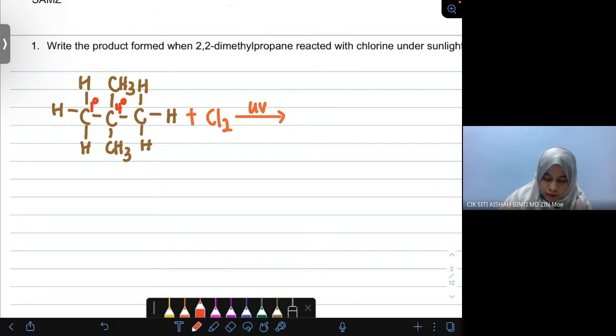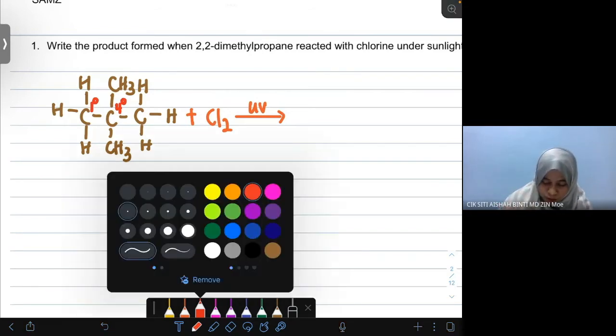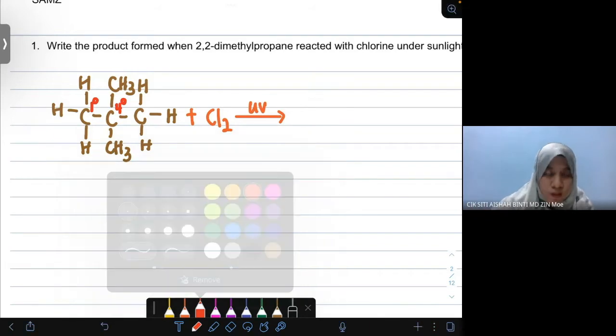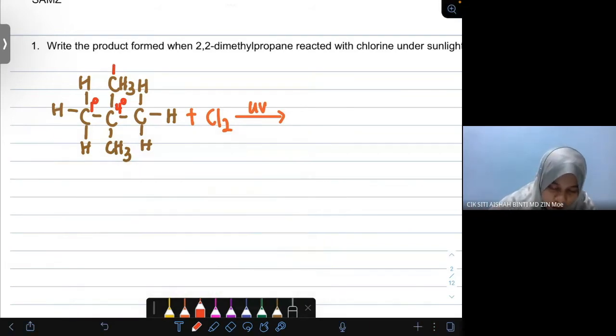Okay. The one above the quaternary carbon is actually primary. The one below the quaternary carbon is also primary. The right hand side is also primary. So we have quaternary as well as primary carbon. So it means we only have primary hydrogen.